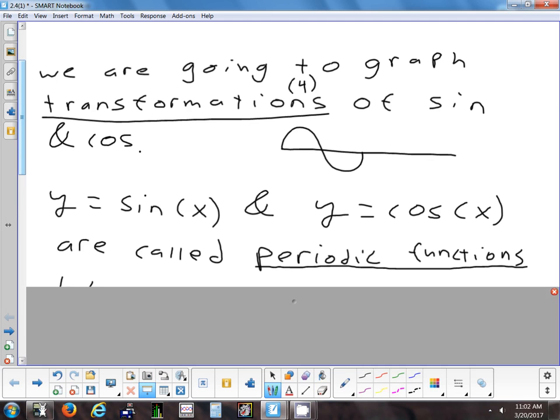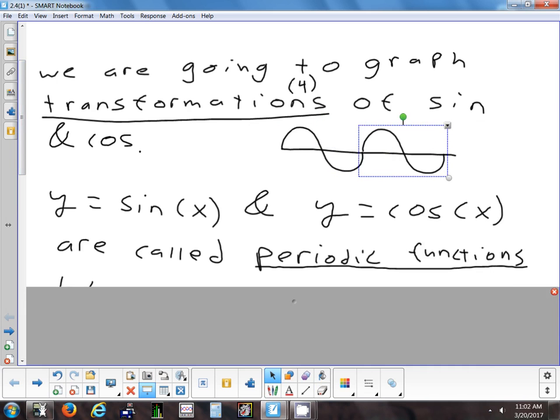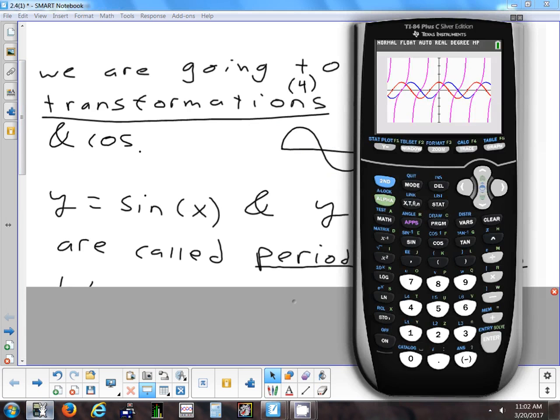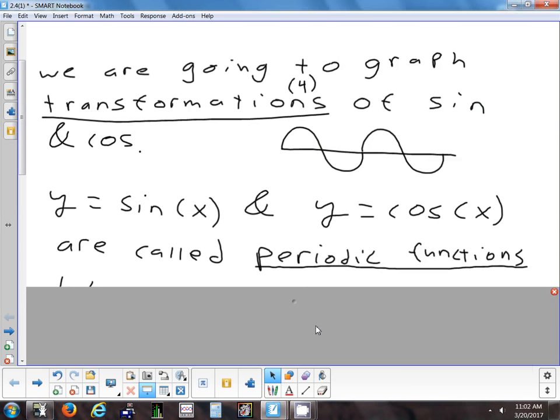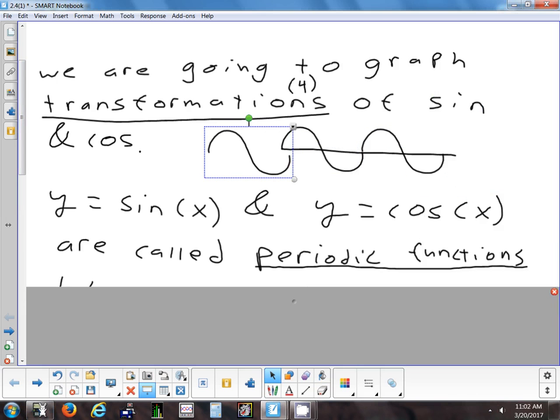You have a graph that looks like that. Okay? If you take that one section, copy it, and put it next to it, okay, you get the next section of your graph. So the graph that I showed you on the calculator, it's basically one section just repeated over and over, just like I did here. Right? It just repeats left and right forever. That one section.